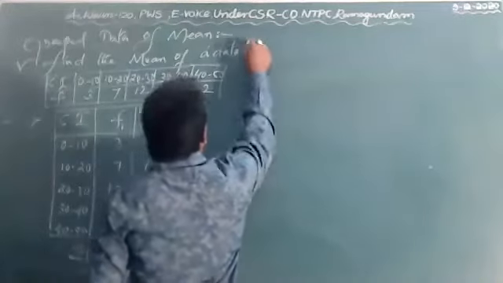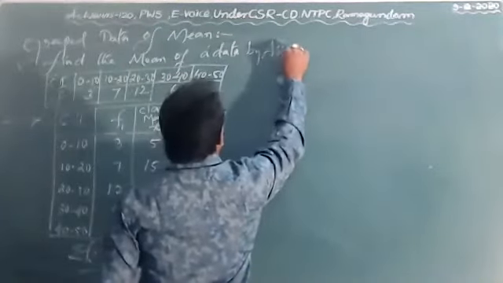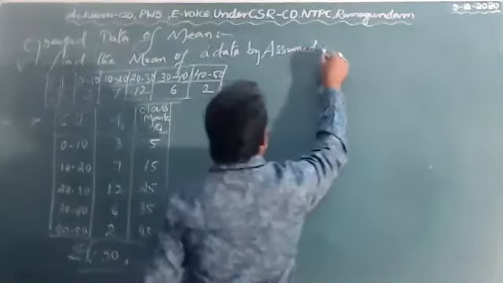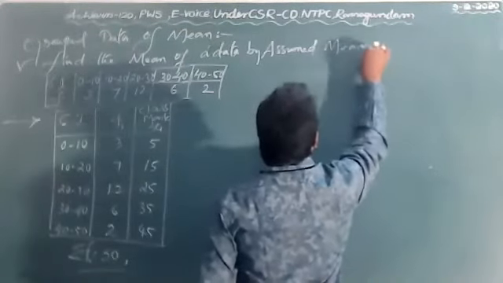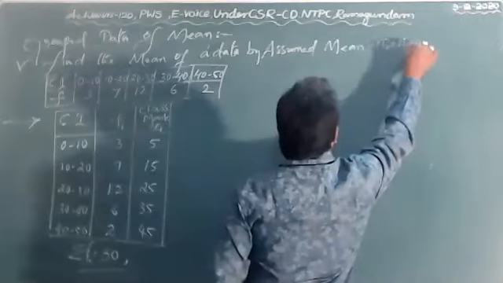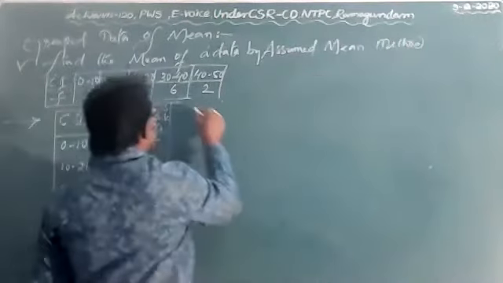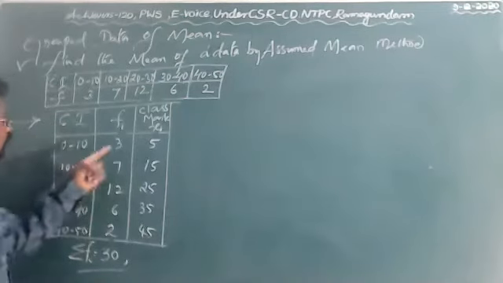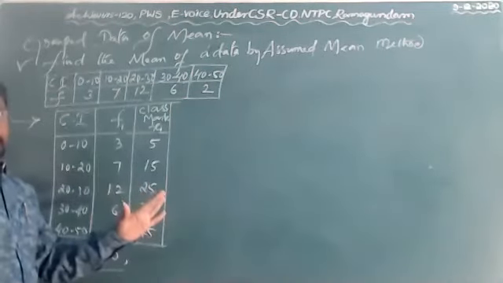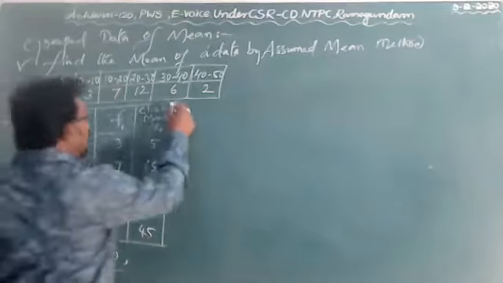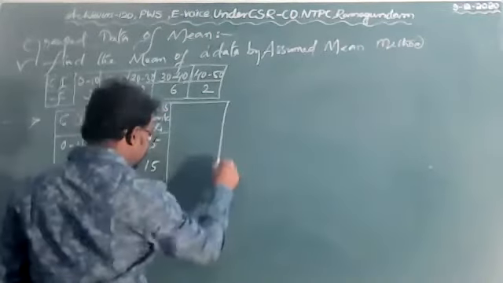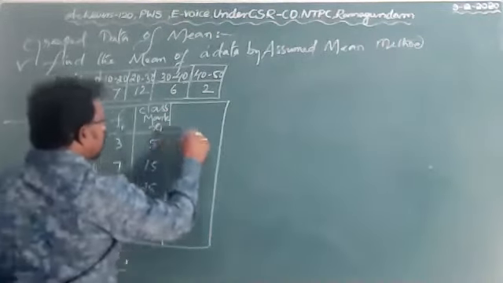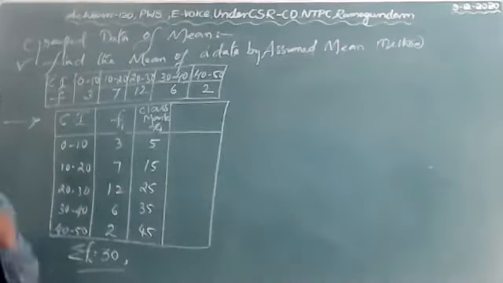Find the mean of the data by assumed mean method. Assumed mean method is the same. In this also x is required. There are no changes. And one more column will be there.